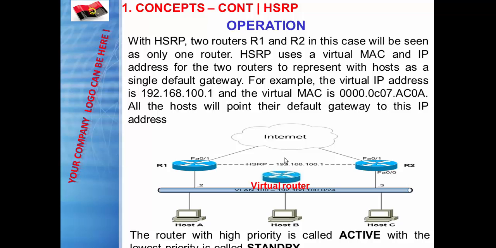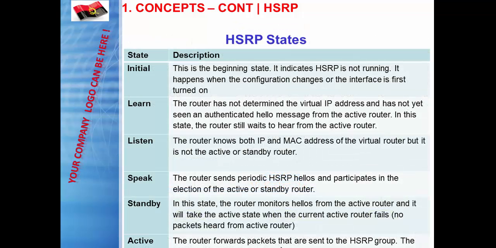During this process, there is an election of who should be the two roles that HSRP uses: who should be the active and who should be the standby. To be active, the router must have a high priority, while the one with the lowest priority should be the standby router. Also during this process, there are states that the router should pass through.